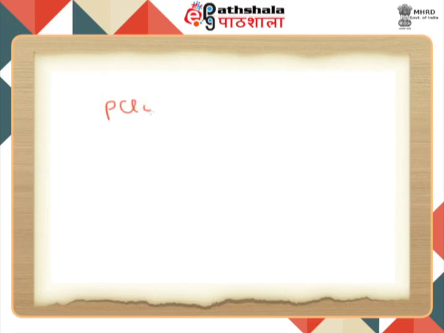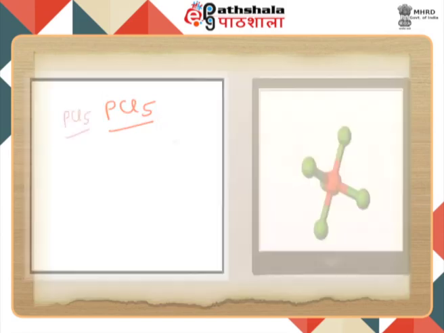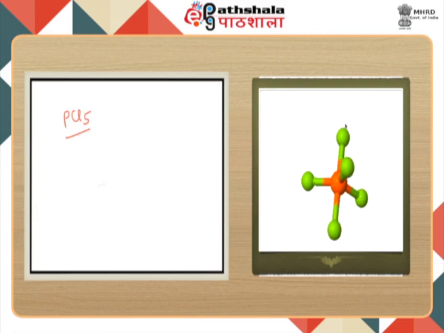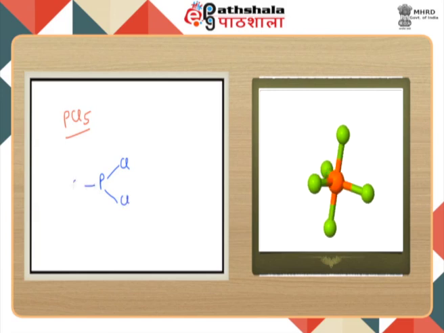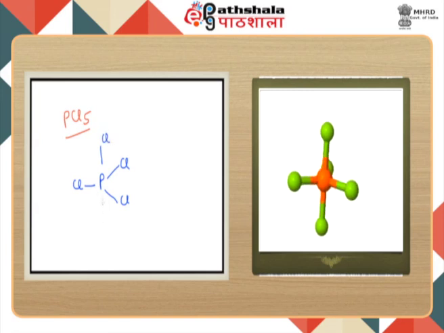Considering the next case, which is PCl5, that is phosphorus pentachloride molecule. The phosphorus pentachloride molecule, as you are aware, is trigonal bipyramidal, that is, these 3 chlorines are in the same plane, and there is 1 chlorine on the top and 1 chlorine on the bottom side.